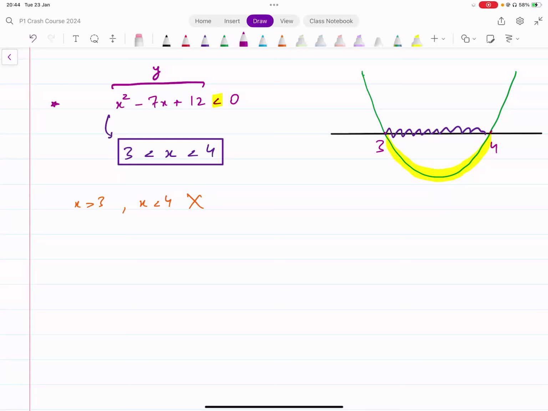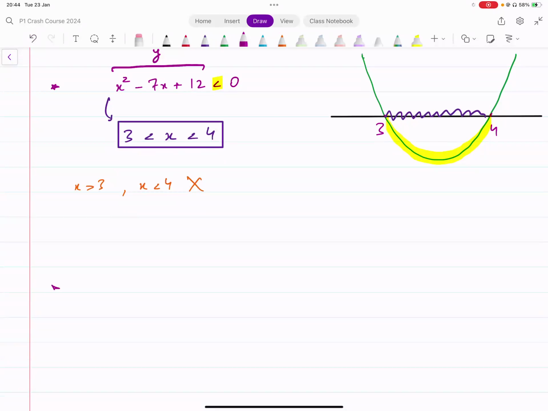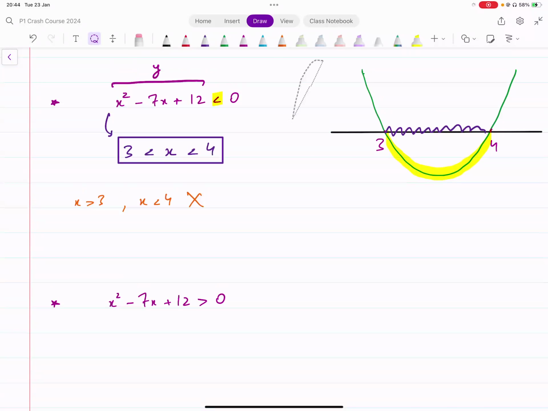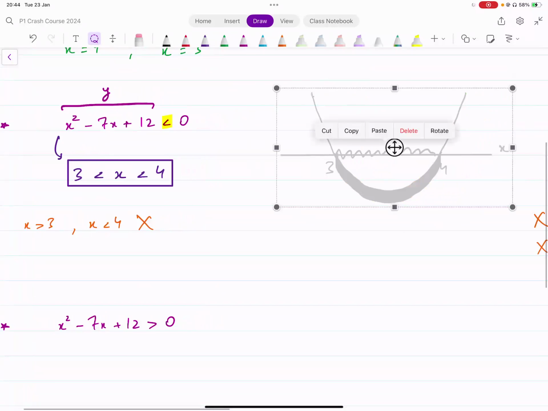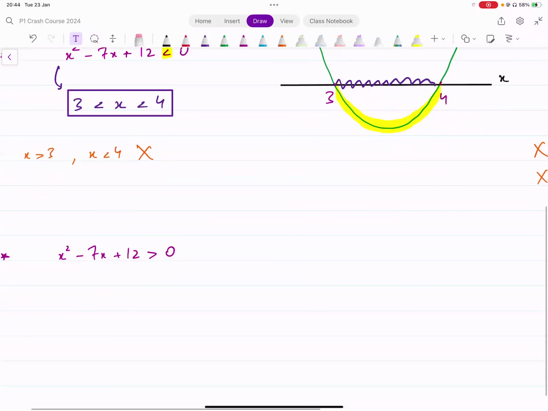Okay, let's have a look at another inequality. Let's say it was like this: x squared minus 7x plus 12 greater than 0. Let's say we had an inequality like this: x squared minus 7x plus 12 greater than 0. What about this inequality? Let's have a look at this now.